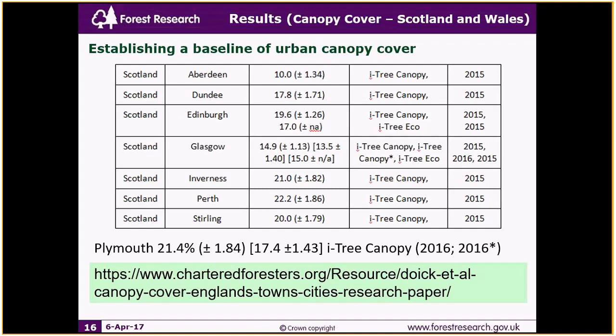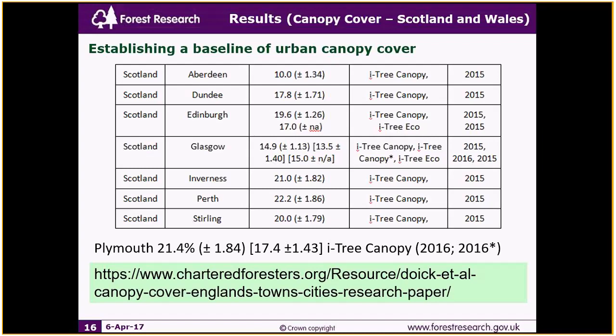So looking at the broader local authority boundary, we identified a 21.4% canopy cover with a standard error of 1.8%. Now, interestingly, within the study, we took a handful of locations, and we did assessments with different boundaries and using different types of assessment technique. And I've shown on screen here that if we take a different boundary for Plymouth, you get a really quite different result. In this example, 17.4% plus or minus 1.4.